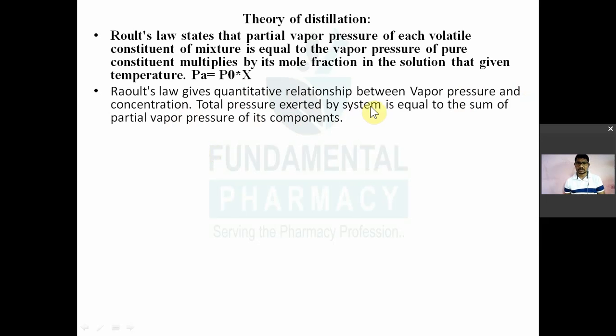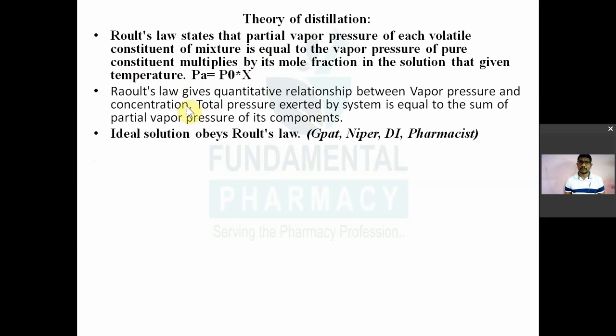Total pressure exerted by a system, meaning a mixture, is equal to the sum of the partial vapor pressures of its components. मतलब अगर आपके पास कोई मिक्सचर है, मिक्सचर ऑफ कंपोनेंट ए एंड बी, so the total pressure exerted by the mixture is equal to the partial vapor pressure of component A plus the partial vapor pressure of component B. That's it. Now this Raoult's law is obeyed by ideal solutions. So ideal solutions, they obey Raoult's law. वो Raoult's law को obey करते हैं.